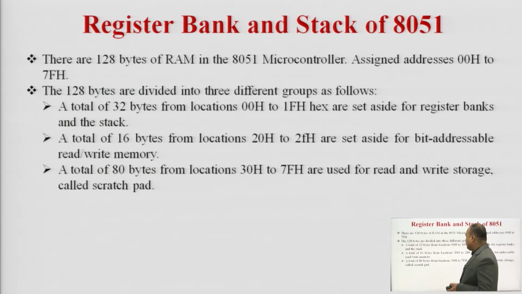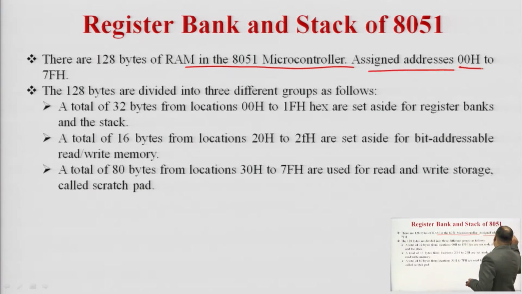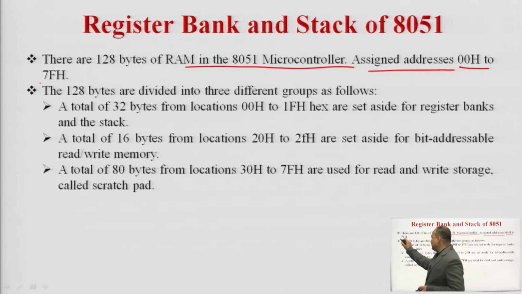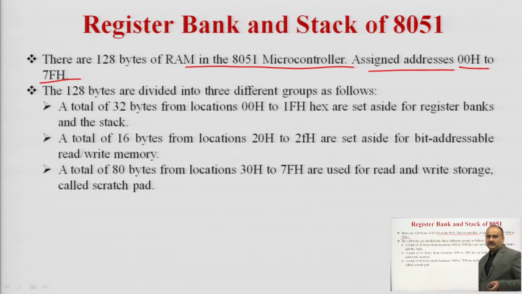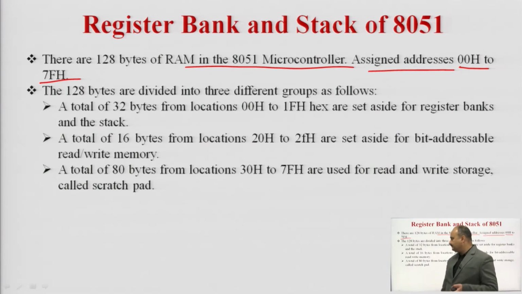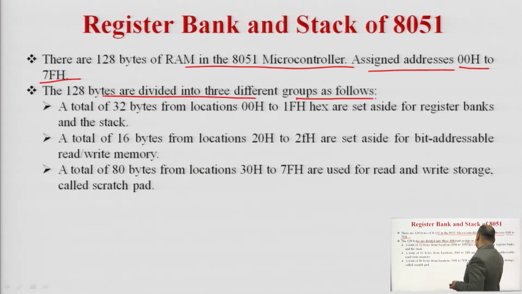There are 128 bytes of RAM, that is random access memory, in the 8051 microcontroller, and the assigned address is in the range of 00H to 7FH. So, the 128 bytes of random access memory inside the 8051 microcontroller have an address range from 00H to 7FH, which is 128 bytes. The 128 bytes are divided into 3 different groups as follows.